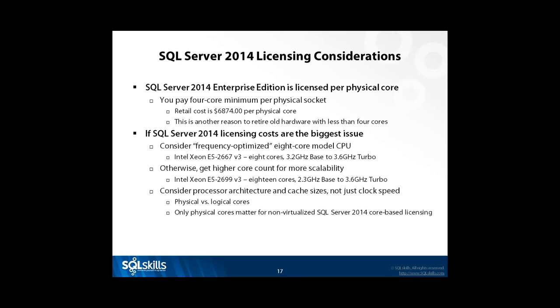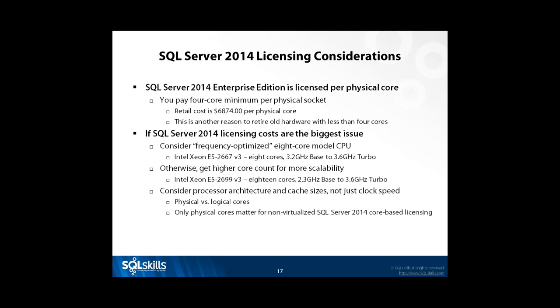And if your licensing costs are your biggest issue, what you can do, and it's actually a really good idea even if licensing costs are not a big issue, is to get what's called a frequency optimized processor. So it has fewer cores, but it has a higher clock speed. And so you get better performance and your licensing costs are reduced. Now, if you're worried about how much of a load you can handle, increasing your capacity and scalability, then you might go for a higher core count processor, and that's going to cost a lot more for your licensing, and then your performance is actually going to be less because the clock speed is lower.